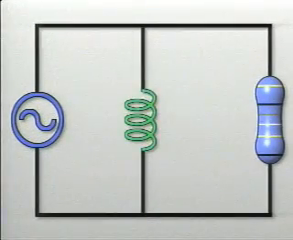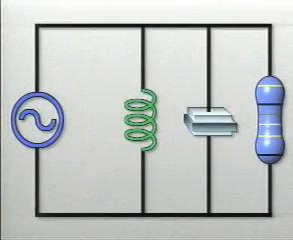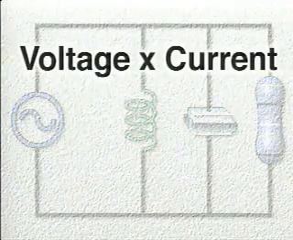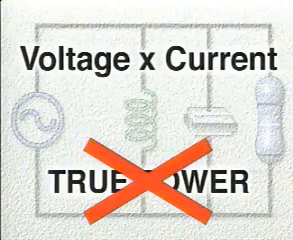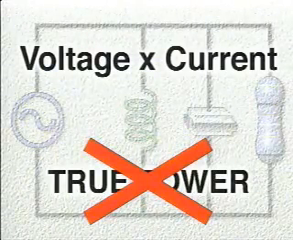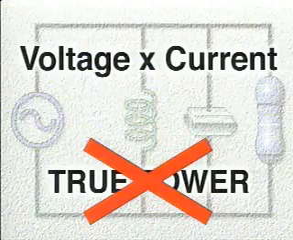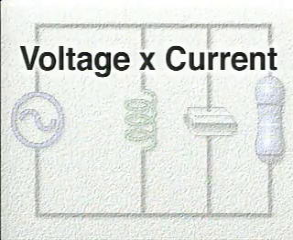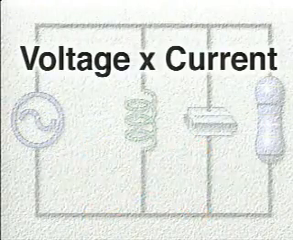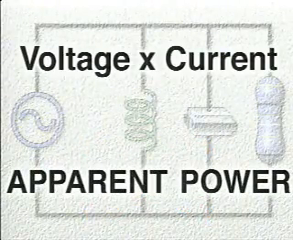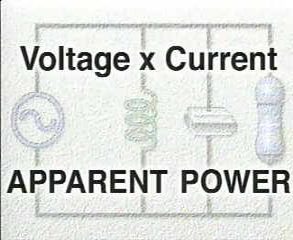When we add an inductor and a capacitor to the circuit, we no longer have a purely resistive circuit. If we multiply voltage and current together for this circuit, we won't get true power, because true power is calculated this way only for purely resistive circuits. We also won't get reactive power, because there is a resistor in the circuit. The product of voltage times current for this circuit is apparent power.